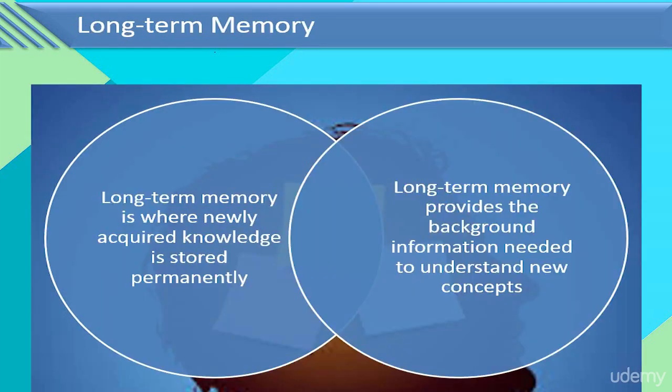Now that you know how short-term memory applies to e-learning, let's talk about the long-term memory. Long-term memory is the target destination where newly acquired knowledge assimilates. The information is stored permanently here. One of the main roles of long-term memory is providing the background information needed to understand new concepts. This is done through the retrieval of appropriate information from long-term memory into short-term memory.